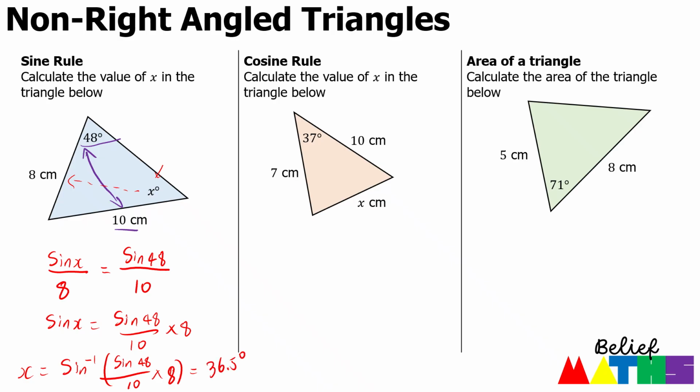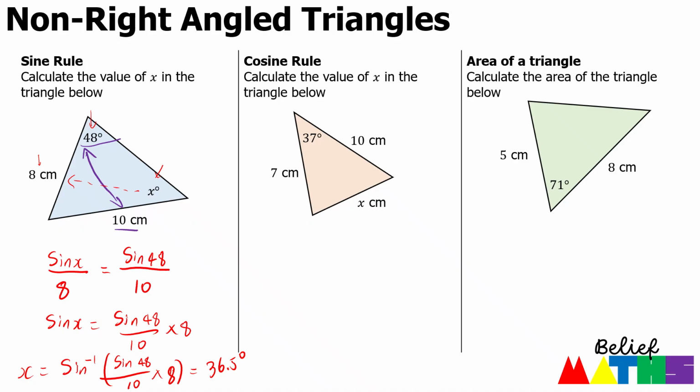Now again, we want to check if that's a logical answer. Well, the thing here is that the bigger the angle you have, so in this case I've got 48, that's opposite 10. Because 8 is smaller than 10, we would expect our x value to be smaller than 48, because bigger angles are opposite bigger sides, or vice versa, bigger sides are opposite bigger angles. So because the 8 is smaller, the x should be smaller, which it is, so we can be happy with that.